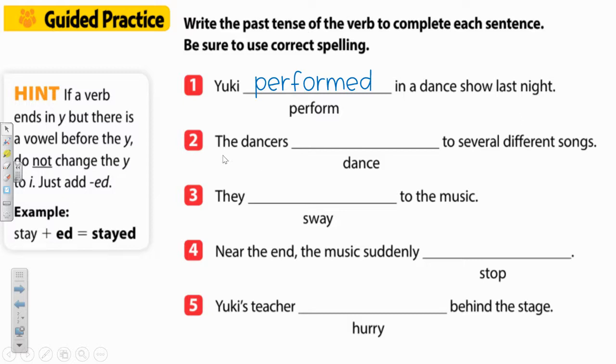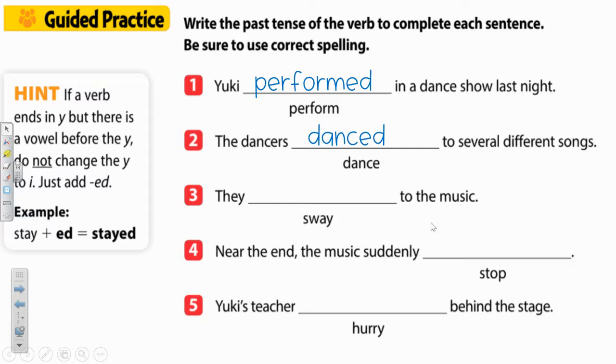Good. Number 2, the dancers blank to several different songs. We want the past tense of the verb dance. Well, remember, it ends with that silent e. So we only have to add the d now, right? The dancers danced.